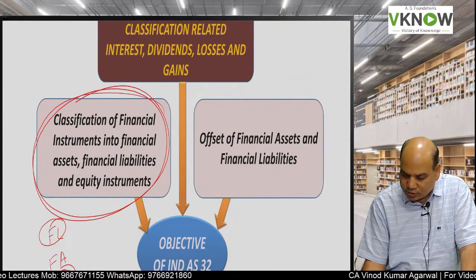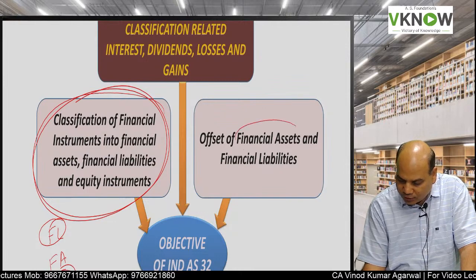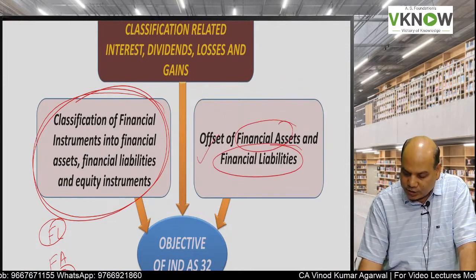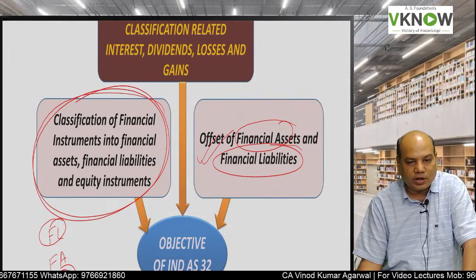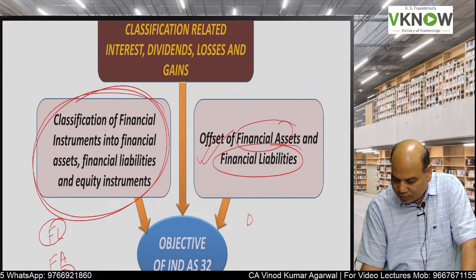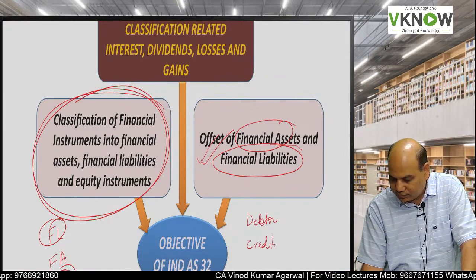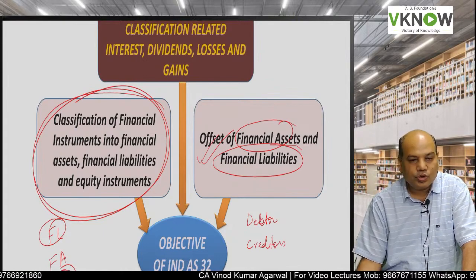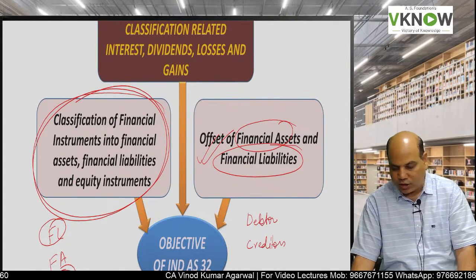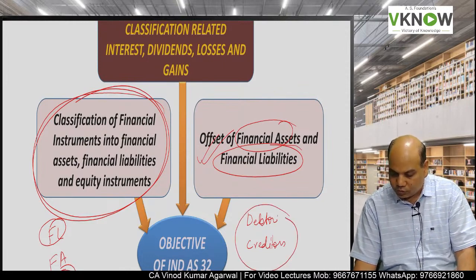Then the next is, can financial asset and financial liability be offset for presentation purpose in the balance sheet? So can, for example, debtor and creditor be shown net of each other in the balance sheet? So that is the question we will discuss.